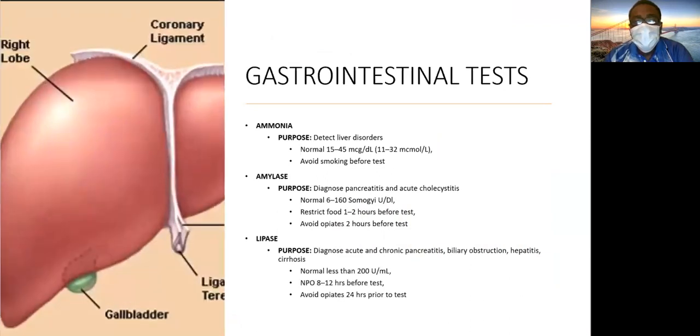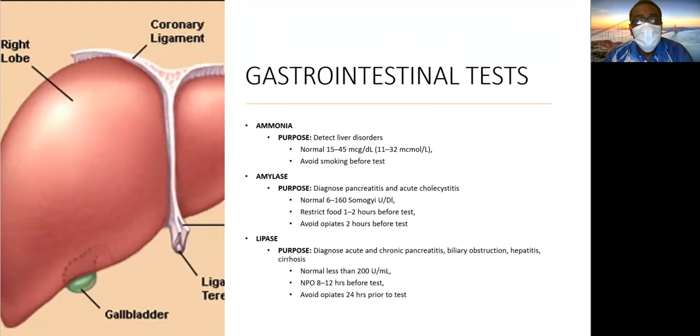Another gastrointestinal test we can look at is the ammonia test, which is used to detect liver disorders. Normally, the normal value should be between 15 and 45 micrograms per dL. Teach your client or advise your client to avoid smoking before the test.